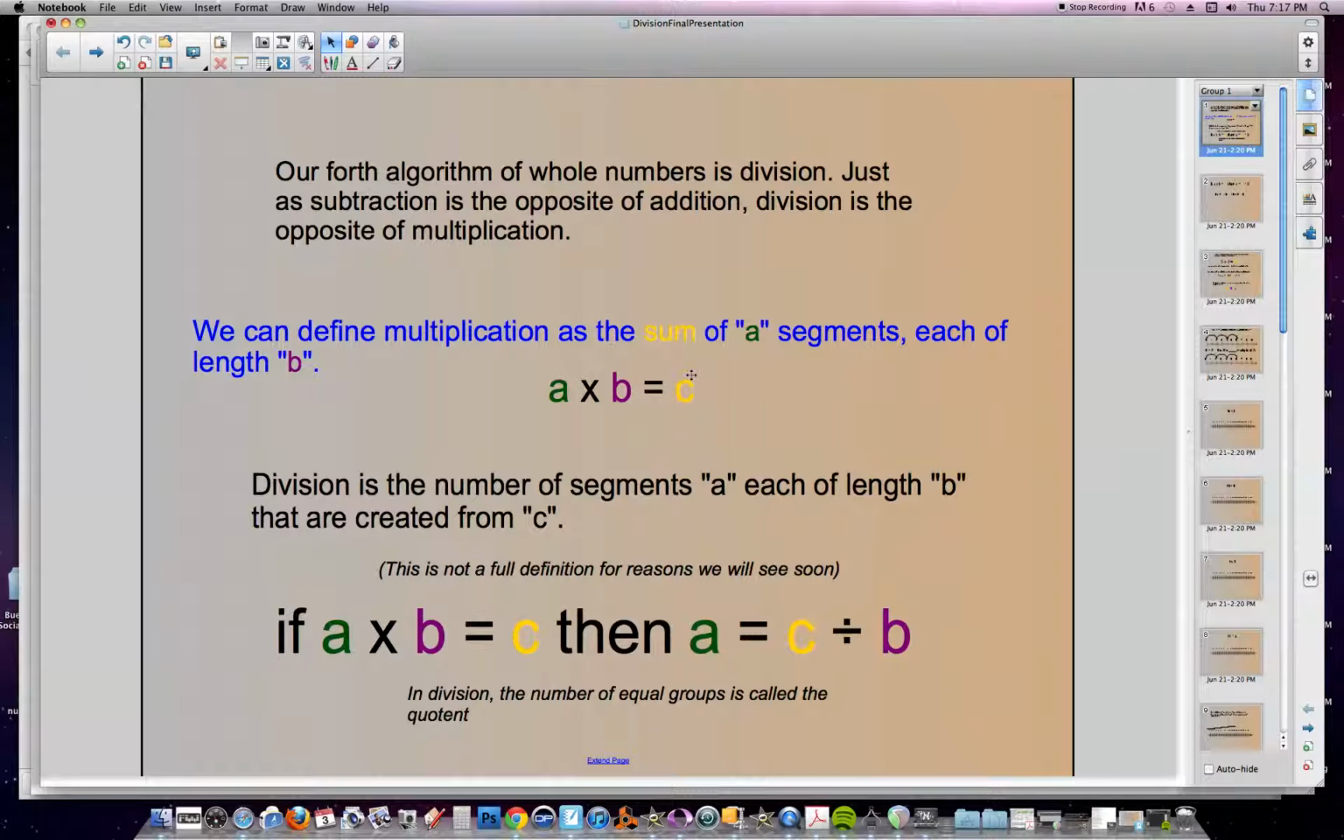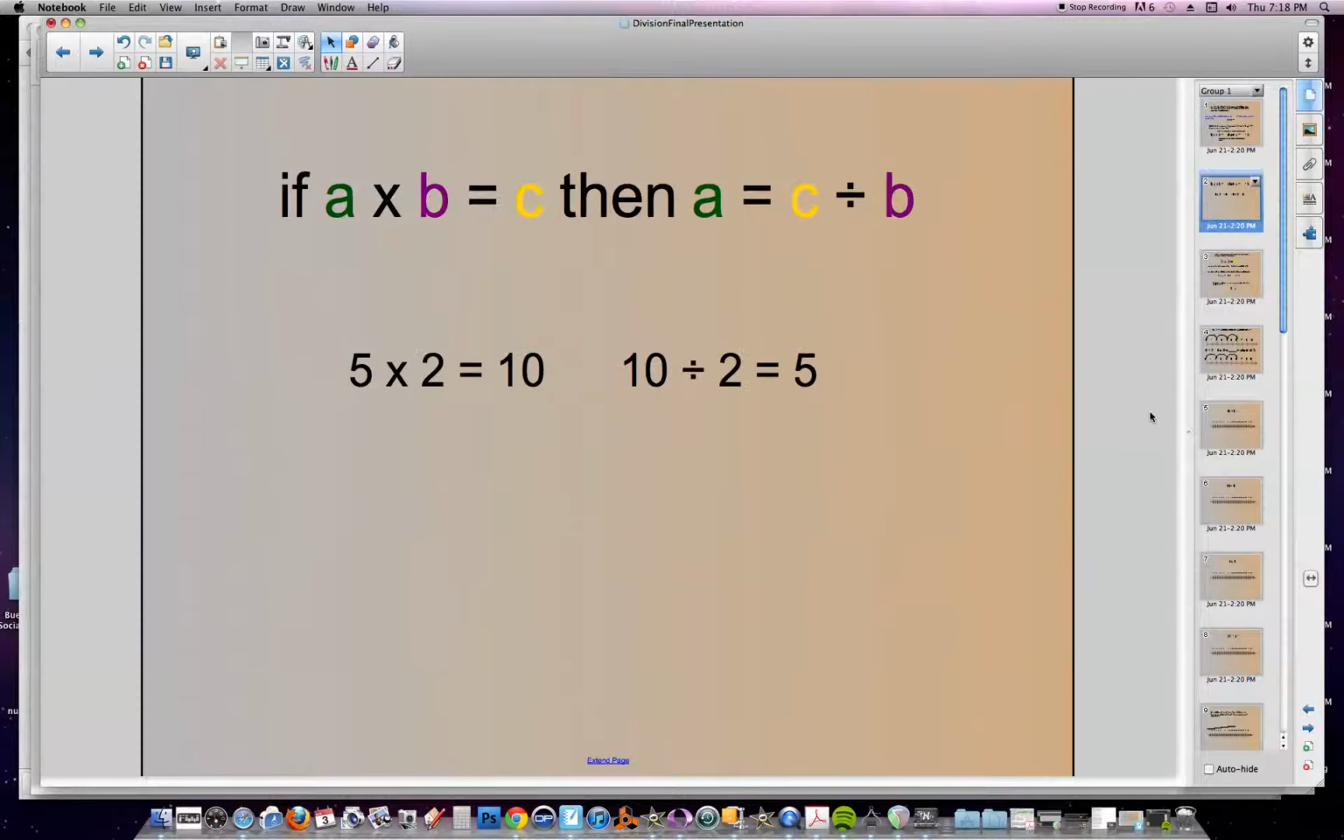Now in division, just as subtraction is the opposite of addition, which we talk about in the subtraction videos, division is the opposite of multiplication. It's the number of segments, each of length B, that are created from the total length C. So if you have A and you multiply it by B, whatever those numbers may be, you're going to get some product that's called C. Well, if you take C and you divide it back down by B, you're going to wind up back with A. And we can look at some examples of that.